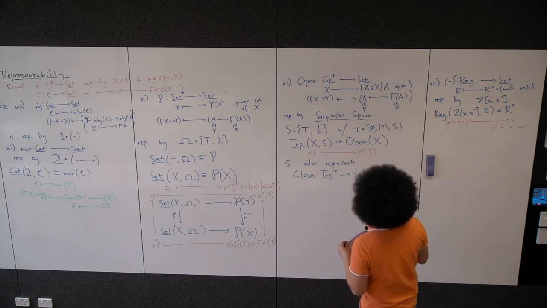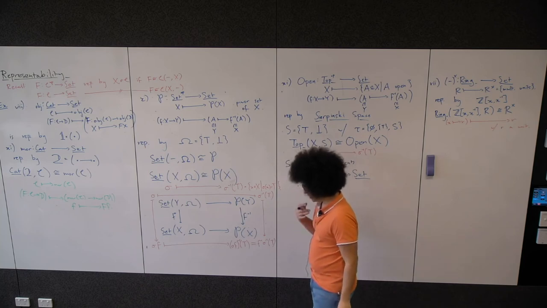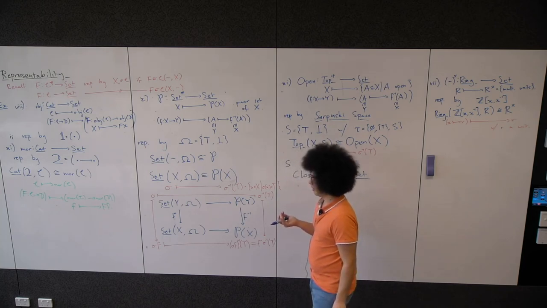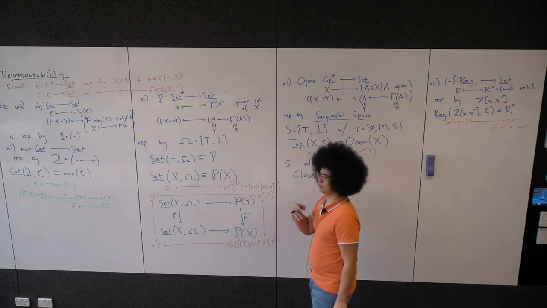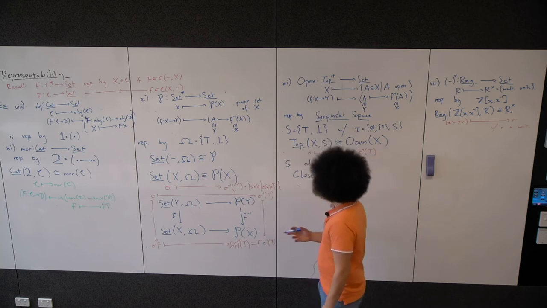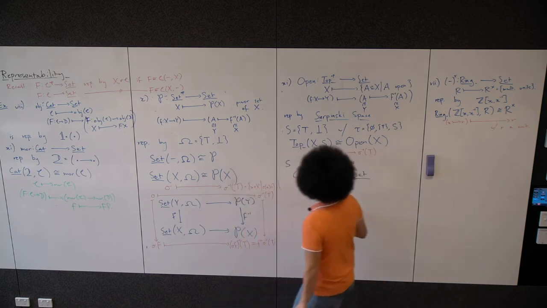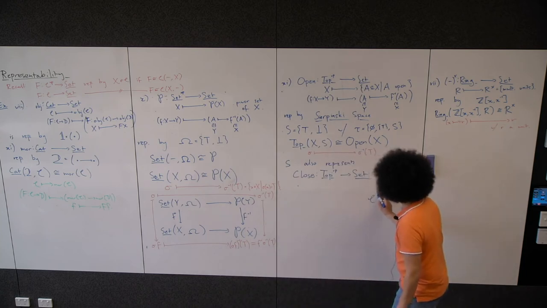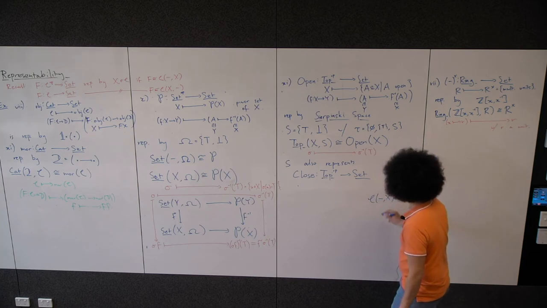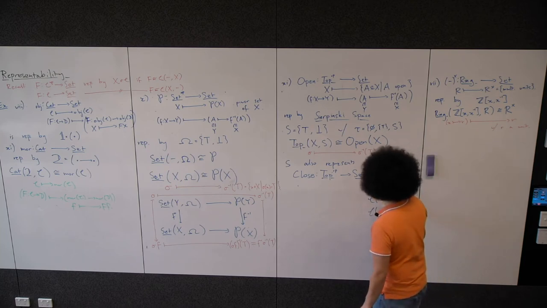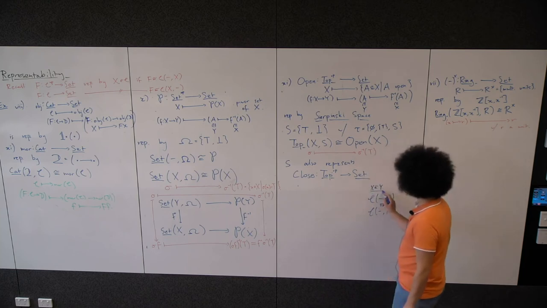If you have an object which represents a functor, and you pick another object that's isomorphic to that, then that also represents it, and a choice of isomorphism chooses an isomorphism between the representing functors. So if you have Hom(-, X) and Hom(-, Y), and X is isomorphic to Y, then these are isomorphic, and choosing an isomorphism this way chooses an isomorphism that way.